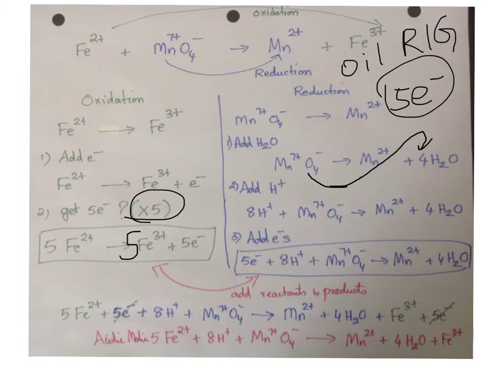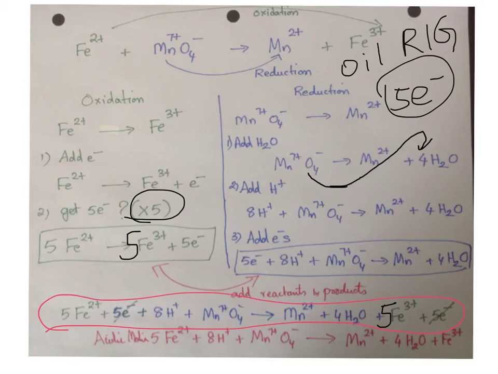So now let me add both these reactions. This is the final oxidation, final reduction reaction. So I add them. How do I add them? Add all the reactants first, add all the products, then put them together. So here is my equation. Again, I forgot to add 5 over there, so that's 5. So my final reaction is this.